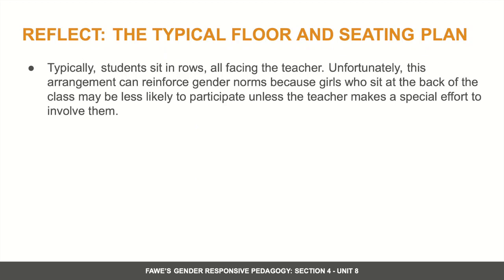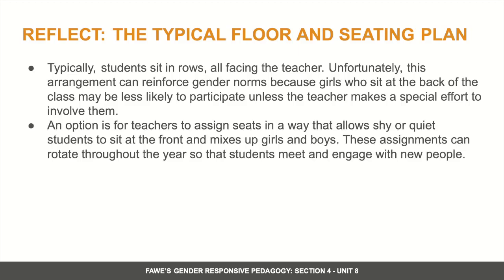Students sit in rows, all facing the teacher. Unfortunately, this arrangement can reinforce gender norms because girls who sit at the back of the class may be less likely to participate unless the teacher makes a special effort to involve them. An option is for teachers to assign seats in a way that allows shy or quiet students to sit up front and mixes up girls and boys. These assignments can rotate throughout the year so that students meet and engage with new people.